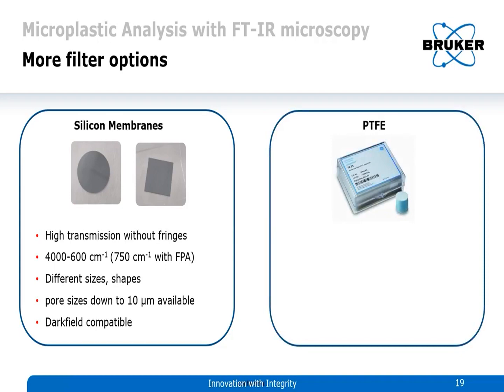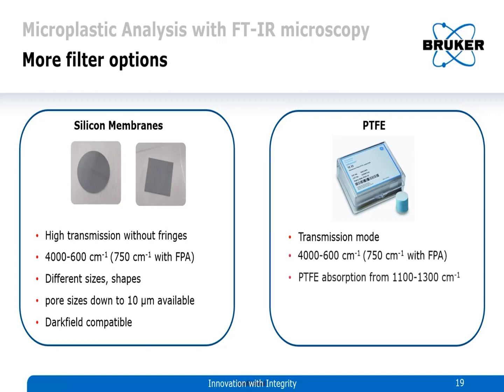There are PTFE filters. They can be used in transmission mode as well and have the same spectral range available, but they have their own absorption between 1100 and 1300 wave numbers. But this does not really interfere with the identification, and you have no IR loss above and below this value. So these are also very good transmission filters.